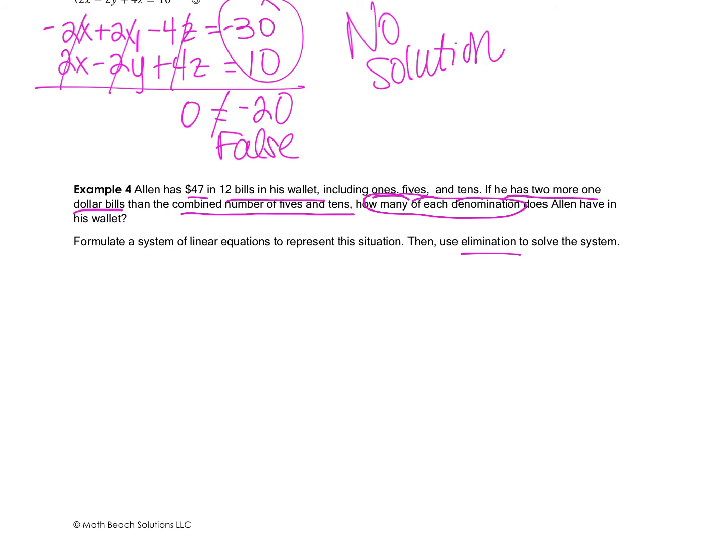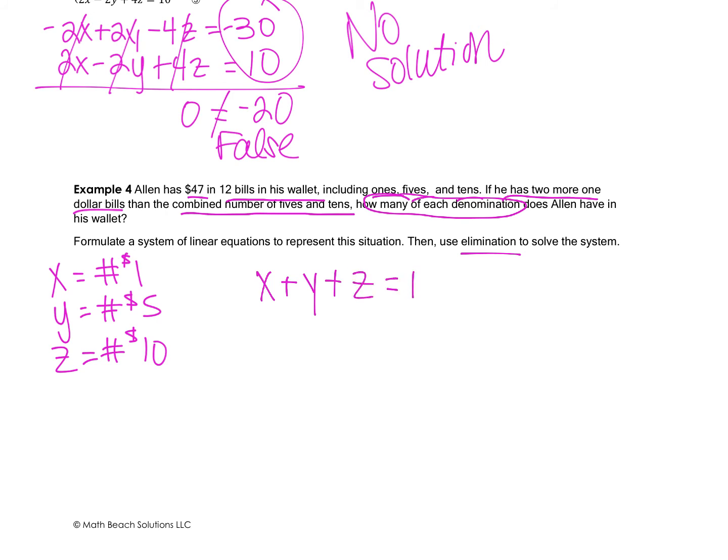So whatever you're trying to find are your variables, so you need to define them and tell me what you're using for each one. So I'm just going to say X is going to be the number of $1 bills, and then Y is going to be the number of $5 bills, and Z is going to be the number of $10 bills. Okay, so we know we have a total of 12 bills. So if I add up the number of 1s, the number of 5s, the number of 10s, it gives me 12 because there's 12 bills.